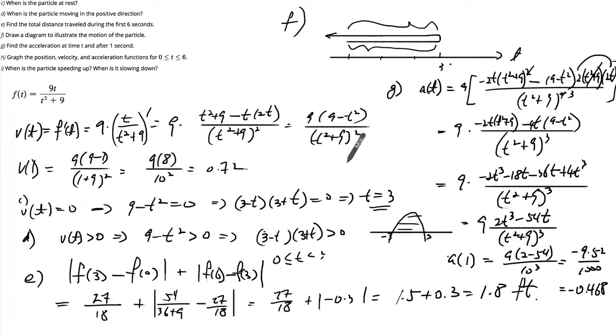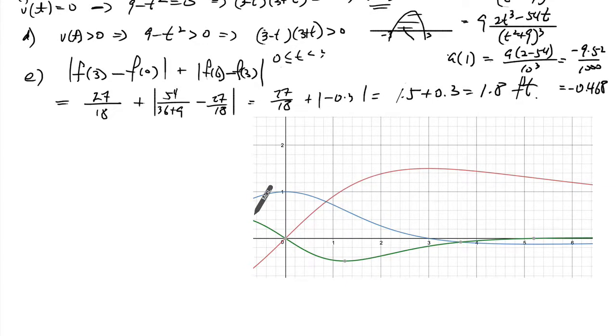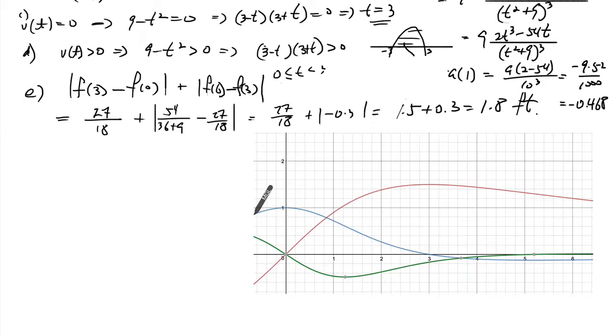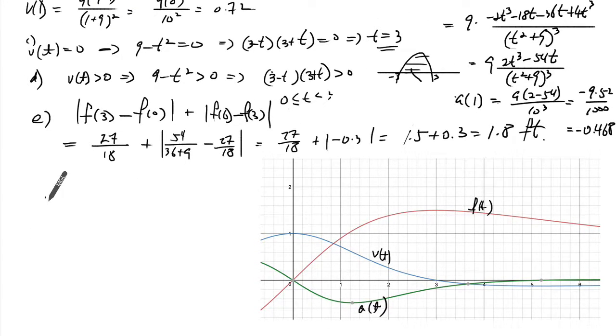Okay, so graph the position, velocity, and acceleration function from 0 to 6. So here are the 3 graphs drawn from Desmos. Red is the position function. Green is the velocity, and this is the acceleration. Okay, so looking at this, when is the particle speeding up? It's speeding up when its velocity is positive and the acceleration is also positive. So velocity is positive from 0 to 3 seconds. And acceleration is not positive there. It's negative. So it's not speeding up here.